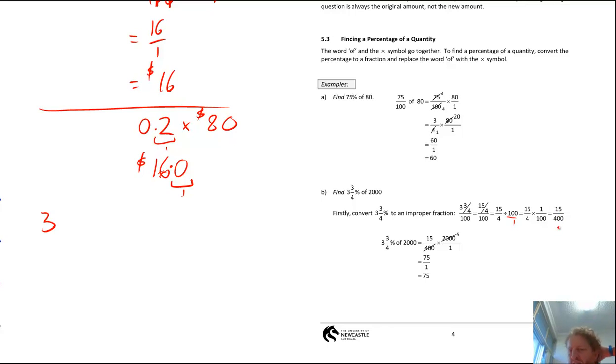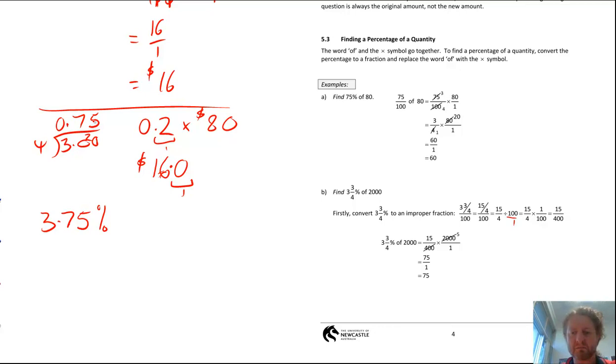What if I wanted to work as a decimal? To be honest, I'd rather do it as a decimal. 3 3/4 percent is the same as 3.75%, because I know 3/4 is 0.75. If in doubt, just say what is 3 divided by 4. 4s into 3 doesn't happen. 4s into 30, well 4 7s are 28, remainder 2, and 4s into 20 is 5. Yeah, you bet. 3/4 and 0.75 are the same thing.